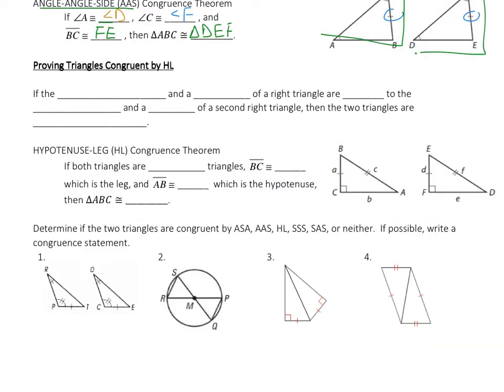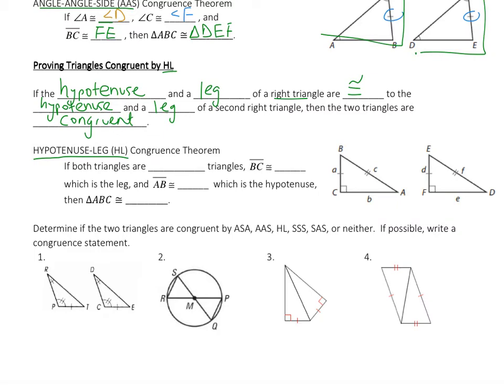The third of the ways, and lastly of all 5, is proving the triangles are congruent by HL. So notice that there's only 2 letters here, and that means hypotenuse leg. And you have to think, when do we have a hypotenuse? That's only when we have a right triangle. So if the hypotenuse and a leg of a right triangle are congruent to the hypotenuse and a leg of a second triangle, then our 2 triangles are going to be congruent.